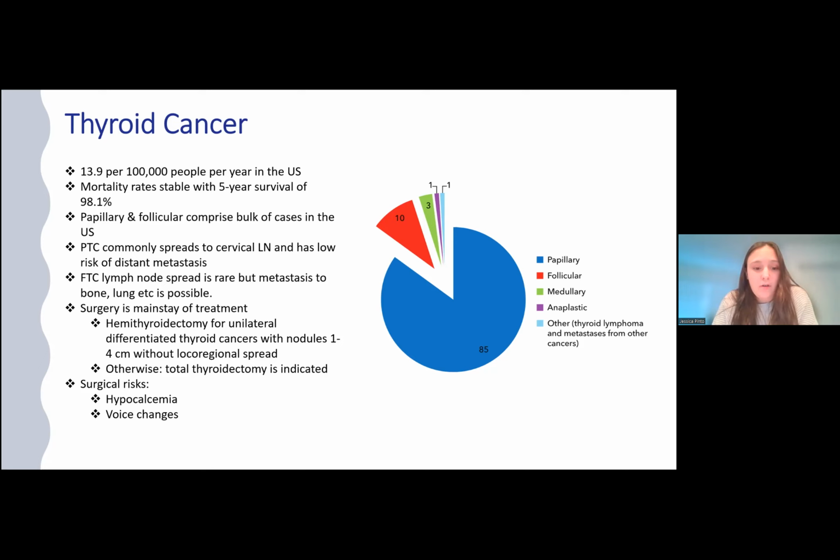If it's unilateral, small, well differentiated, you'll go for hemithyroidectomy. If there's expansion beyond the thyroid, vascular invasion, lymph node involvement, or distant metastasis, you would consider a total thyroidectomy. Important to counsel our patients on the surgical risks associated with lobectomy or hemithyroidectomy and thyroidectomy: hypocalcemia, because you can get damage to your parathyroid glands, and then voice changes from injury to the recurrent laryngeal nerve.